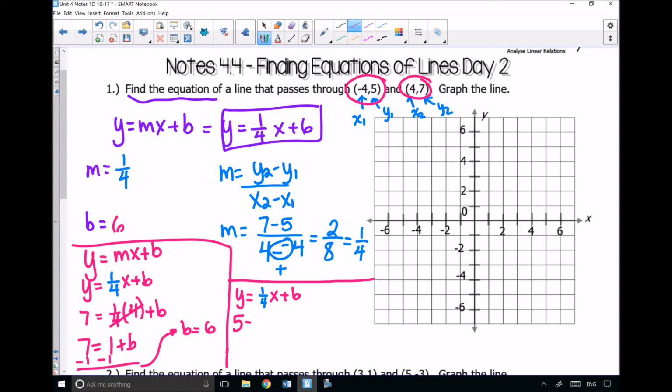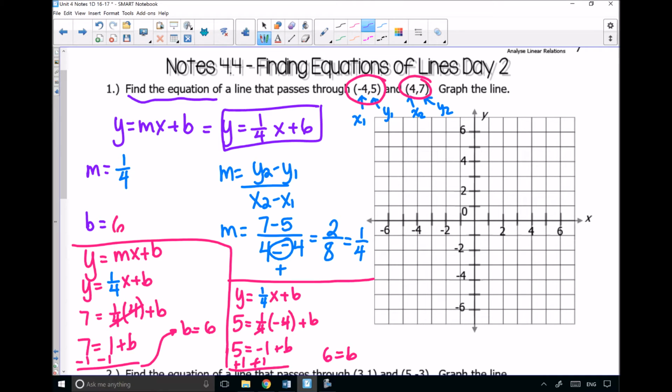So I'm going to say 5 equals 1/4 times -4 plus b. 4 and -4 cancel out to give me -1. Add the 1 to both sides, and I get 6 equals b, so I still get 6 is my answer right here. So it's up to you which one you want to use. You can use either one, okay? So now let's go ahead and graph this out.